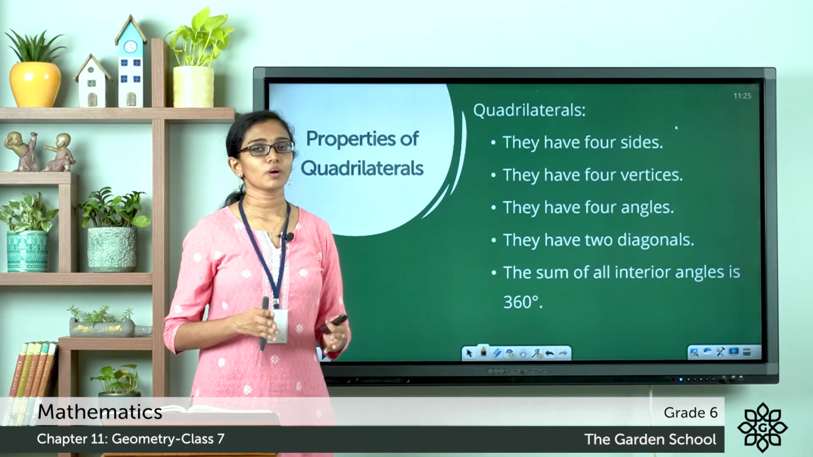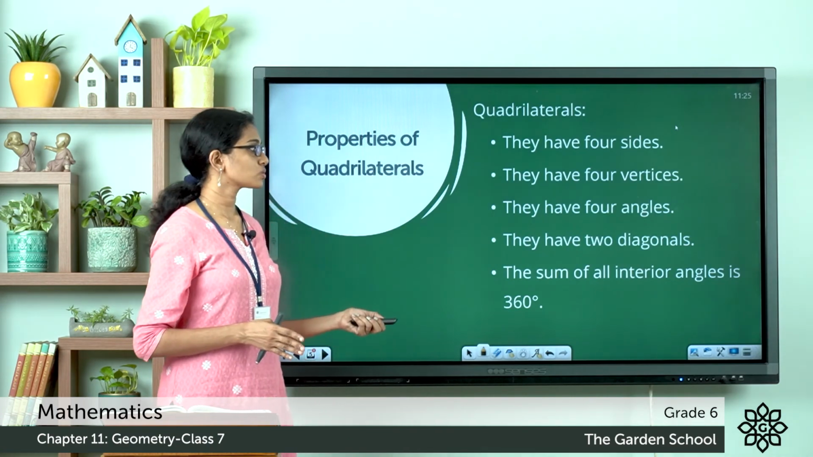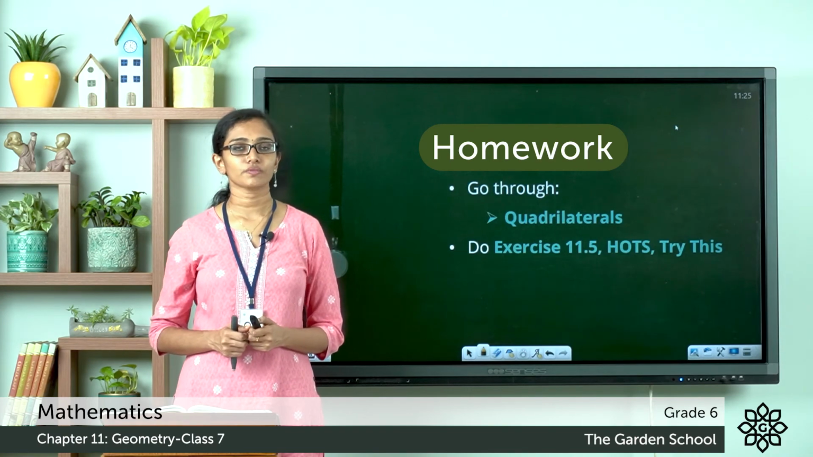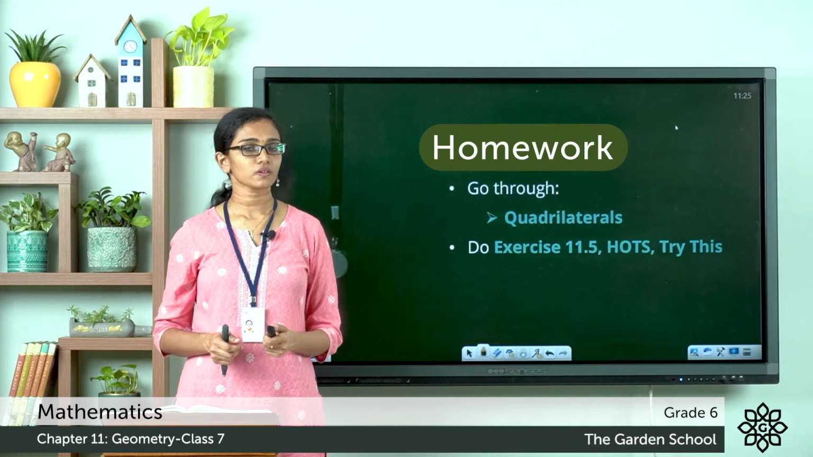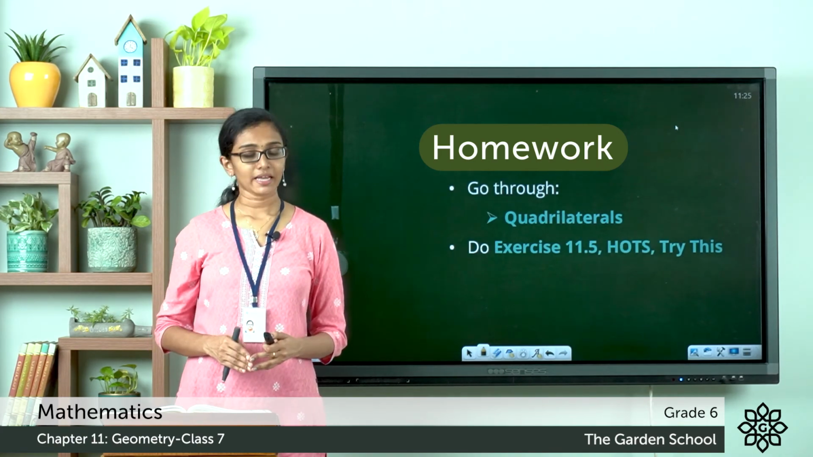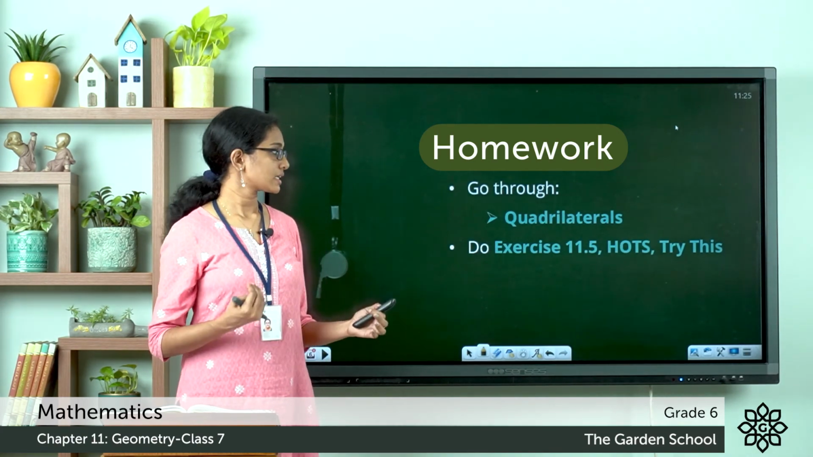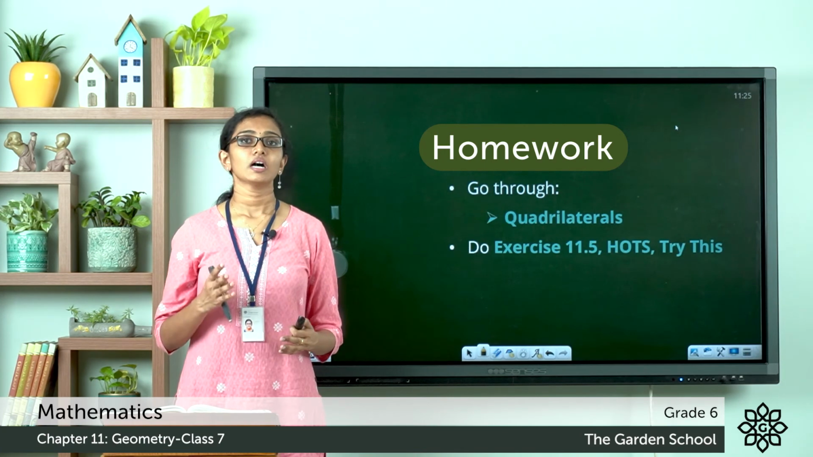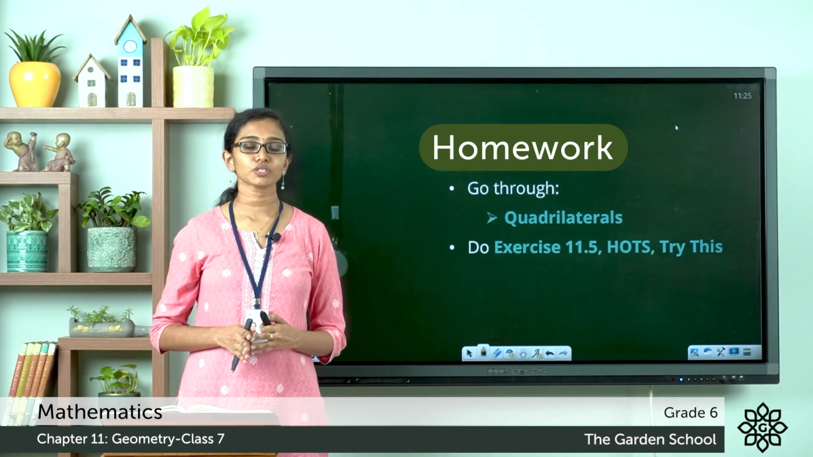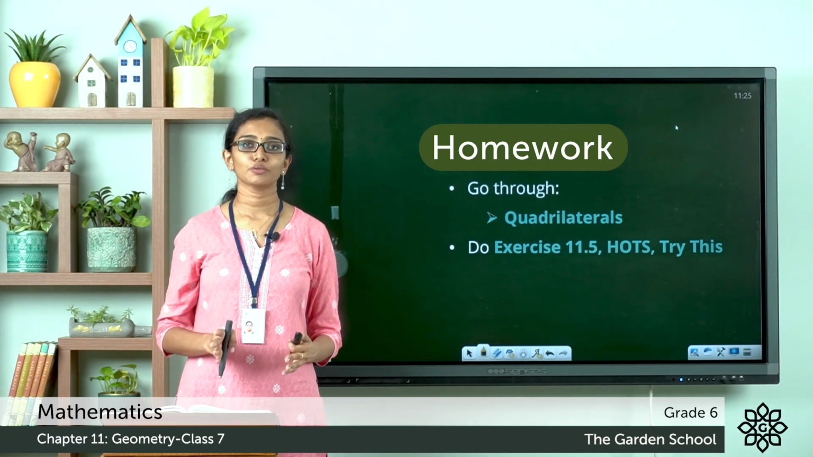So, that was about quadrilaterals, children. You have to go through this topic once again, which is given from page number 166 of your textbook. So, once you have gone through that, you will be ready to do exercise 11.5. This is on page number 168. On the same page, you can also see a Think exercise, and there are Try These exercises given on the same page. Please go through all these activities and do accordingly.